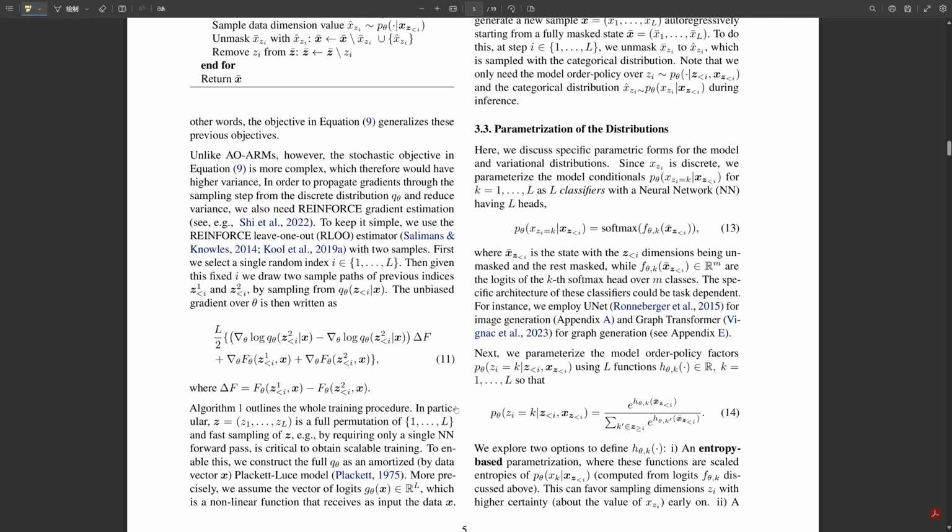It then helps teach the order policy P_θ, which only sees the partial data during actual generation. Correct. The ELBO involves an expectation over orders sampled from Q_φ and a KL divergence term that encourages the order policy P_θ to stay close to the variational approximation Q_φ. And how do they actually compute that expectation or its gradient?